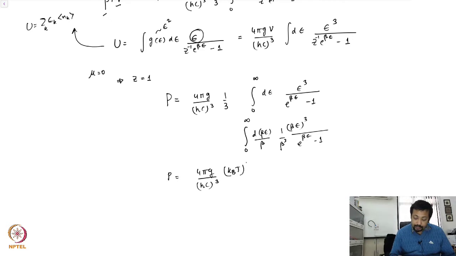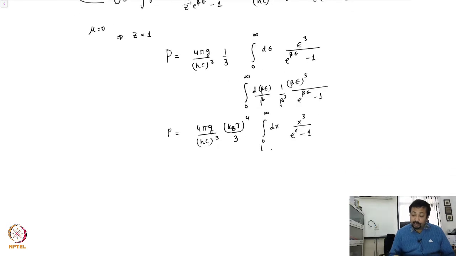(kBT) raised to the power 4 by 3, integral from 0 to infinity dx x^3 over e^x minus 1. Now the value of this integral I know. The value of this integral is zeta 4 times gamma 3. Am I right? Sorry, this has to be gamma 4.